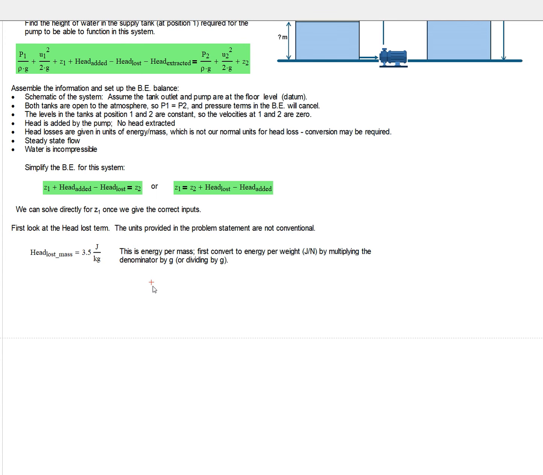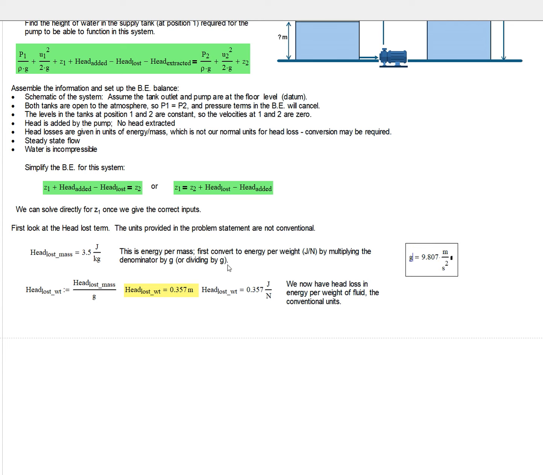Let's look first at the head loss term. It's given as energy per mass. How do you convert mass to weight? You take the mass and you multiply it by the acceleration. In this case, it's acceleration due to gravity, and so we multiply by 1 over g, or we divide by g. And so our head loss in terms of weight is just head loss mass divided by g. Again, in MathCAD, g is an inherent variable, 9.81 meters per second squared, and notice when we do that, we get head loss of 0.357 meters. Remember, that's also the same as joules per Newton.